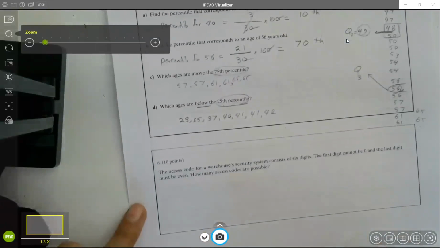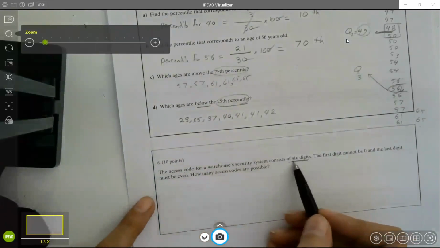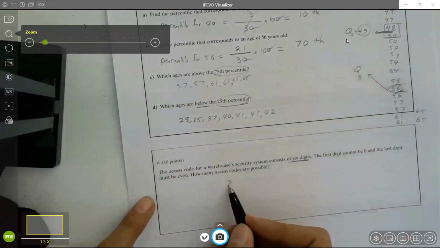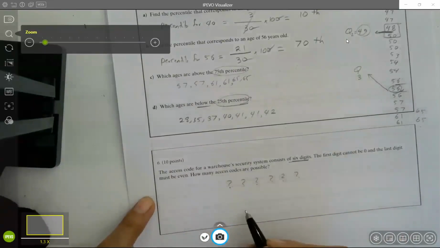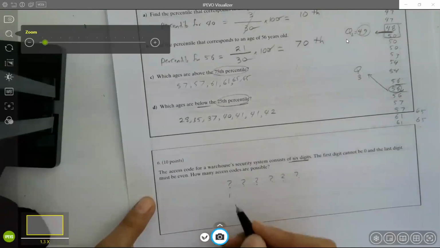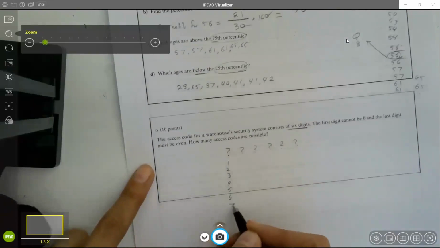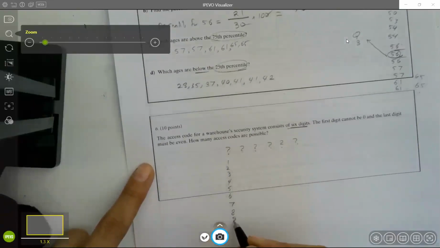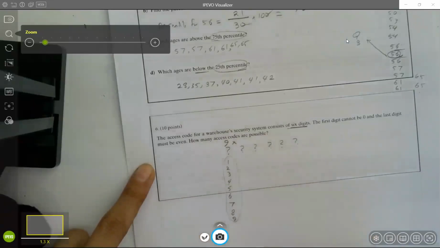Question 6 says the access code for a warehouse security system consists of 6 digits. What's the first digit? What's the second, the third, the fourth, the fifth, and the sixth? You need to know what these digits are. It says to construct these 6 digits, the first digit cannot be 0. So how many options do I have? It's either 1, 2, 3, 4, 5, 6, 7, 8, or 9. So I have 9 options for the first digit.